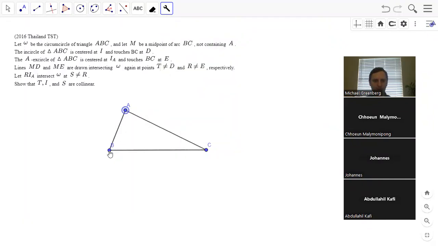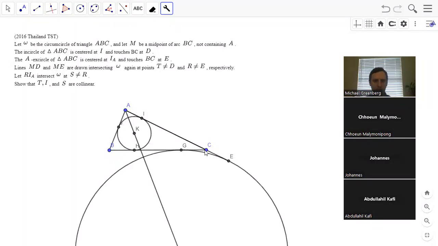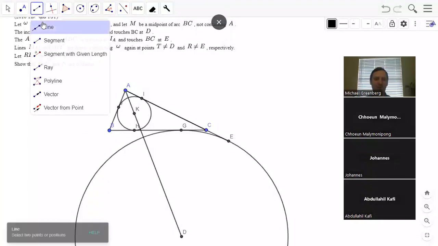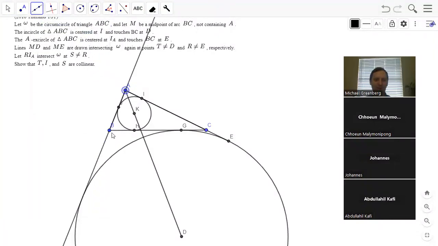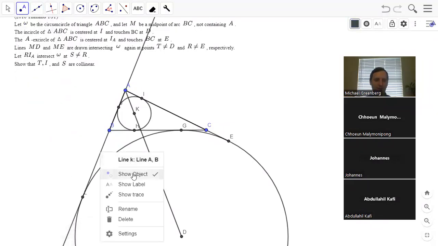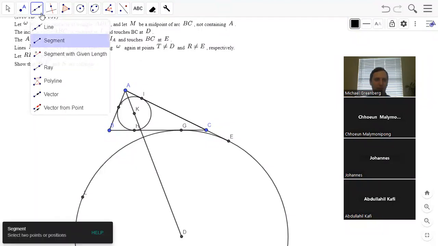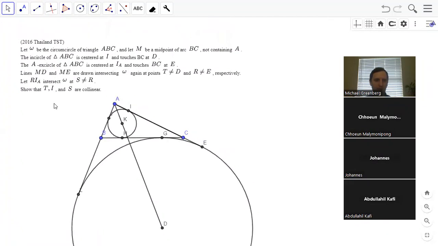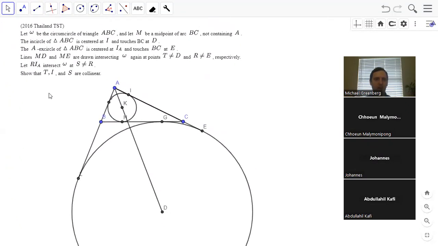Let's just go like this. Whoops, I forgot this part. Oh well, I'll have to fix that with my tool. But it starts out drawing a lot for you, which is a good thing. I might have to rename a couple things though, but that's okay. Okay, so we have a triangle ABC.